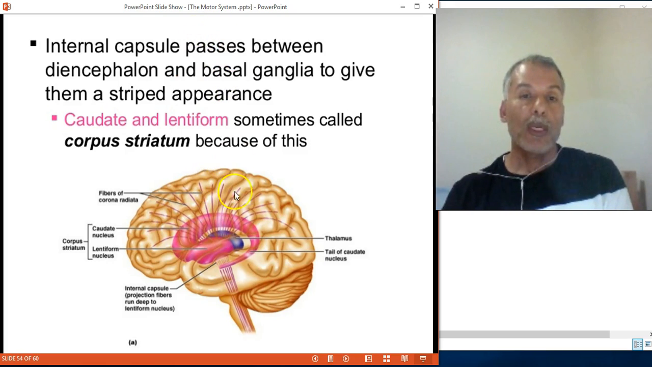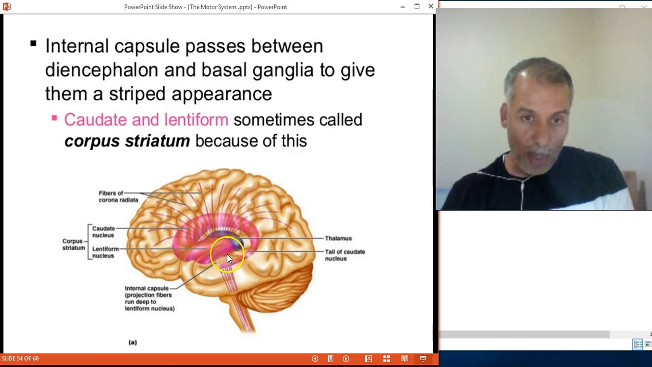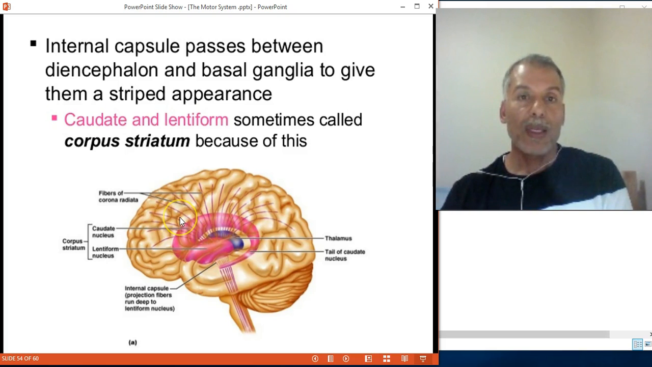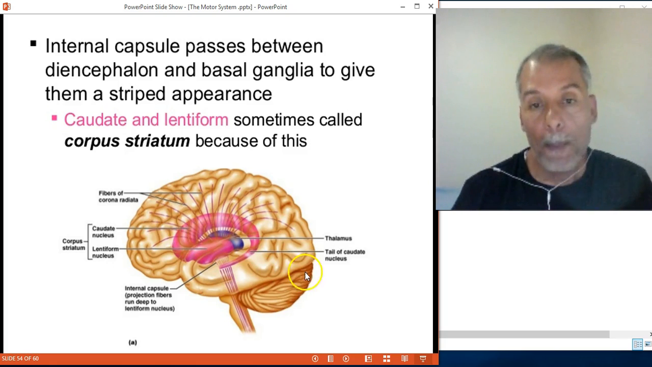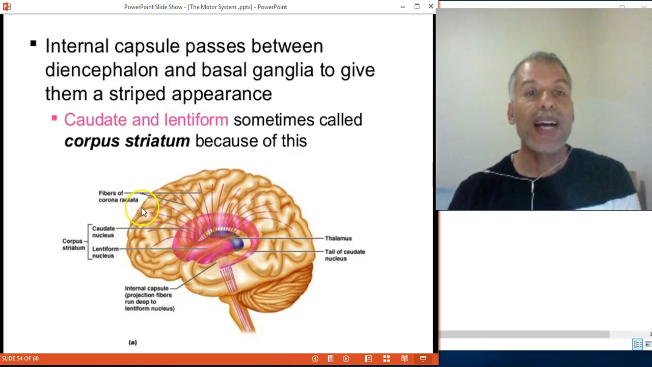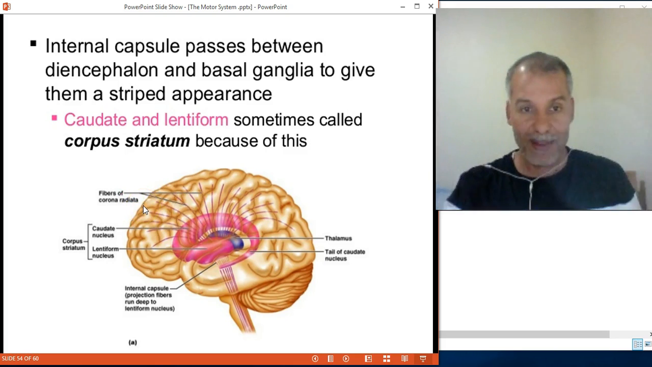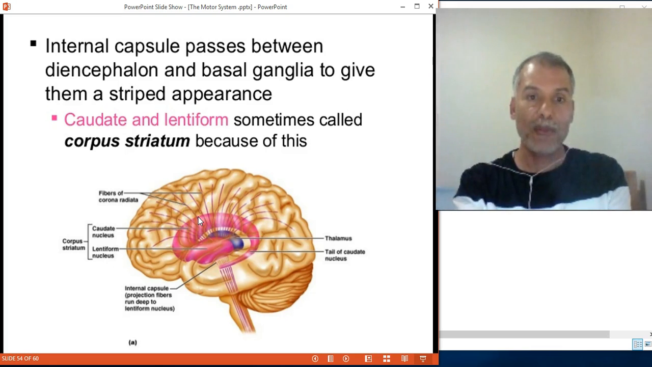And there's more about the internal capsule. You can see how these neurons, as they come out and fan out the axons, form what is called the corona radiata. They go out and puff out like some kind of a plant almost.